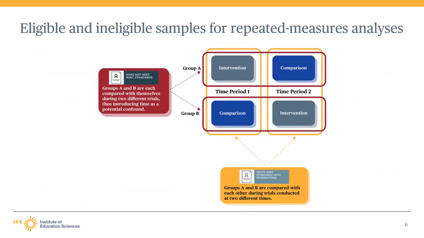Let us consider an example to illustrate the types of samples in a repeated measures analysis that would be eligible or ineligible for review under the group design standards. Imagine a study of an intervention that is provided to students in Group A during time period 1, and then the same intervention is provided to students in Group B during time period 2.